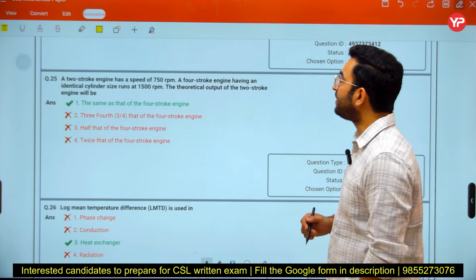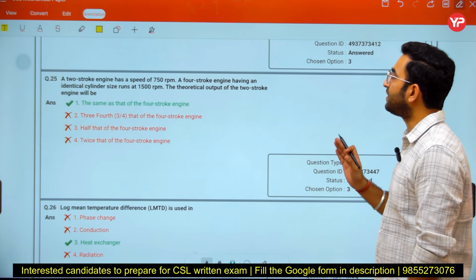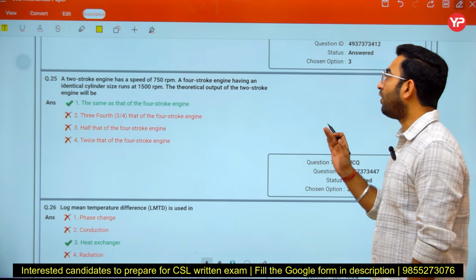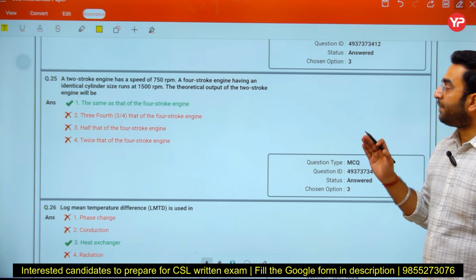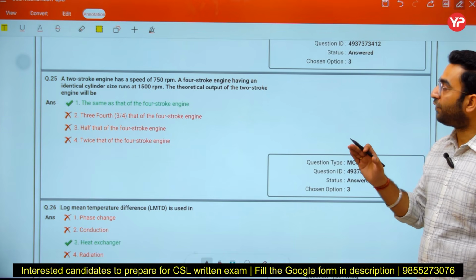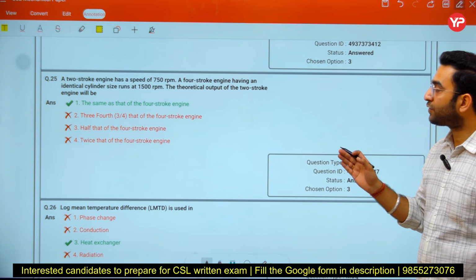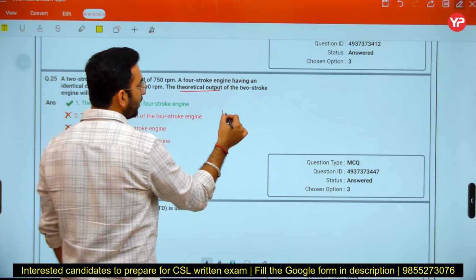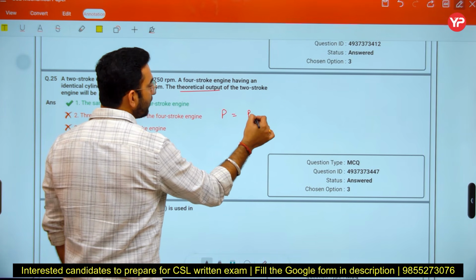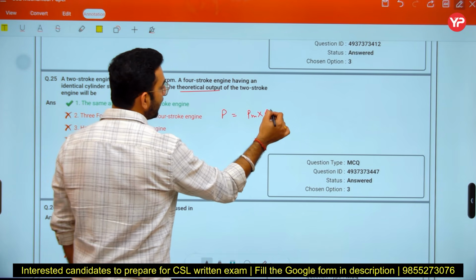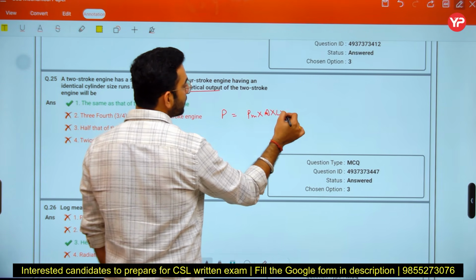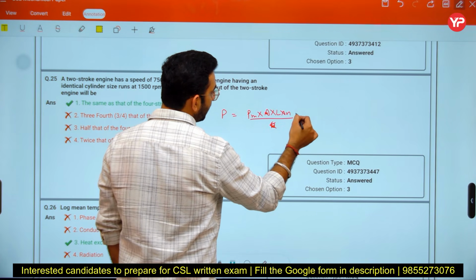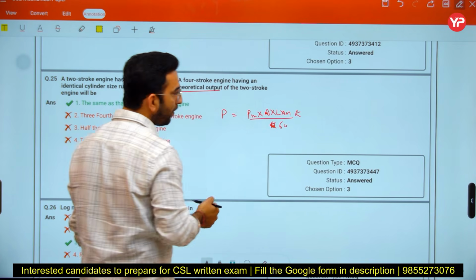Next, a two-stroke engine has a speed of 750 rpm. A four-stroke engine having an identical cylinder size runs at 1500 rpm. The theoretical output of the two-stroke engine will be the same as that of four-stroke engine, 3/4 that of the four-stroke engine, half that of four-stroke engine, twice that of four-stroke engine. First of all, if we talk about the theoretical output here, theoretical output is given by brake mean effective pressure multiplied by area multiplied by length multiplied by speed multiplied by K divided by 60 there. Okay, so this is a formula.